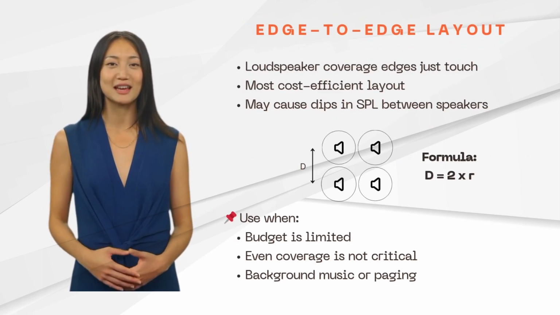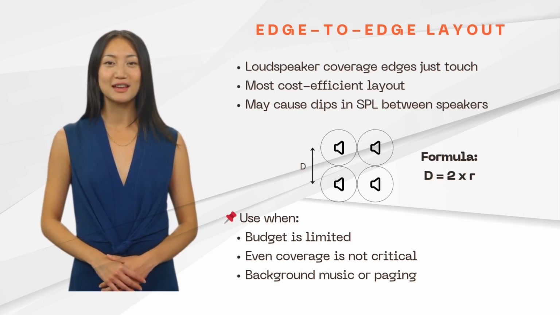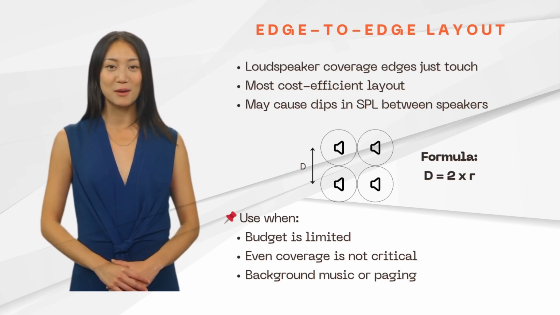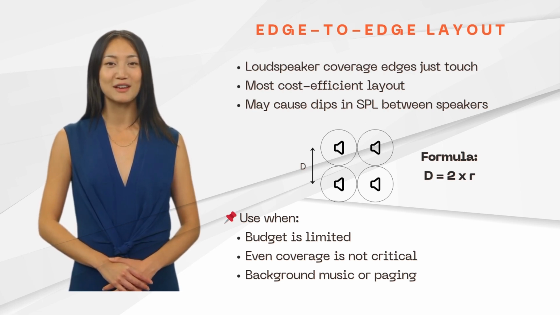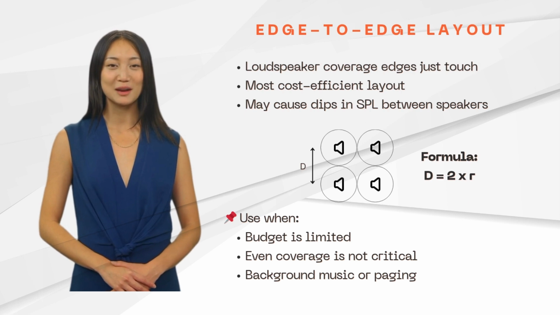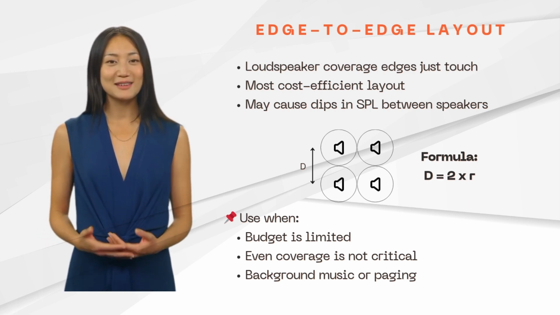Edge-to-edge layout means each loudspeaker's coverage just touches the next. It's the most budget-friendly option and works fine for paging or background music. But be aware, it can cause audible dips in level between speakers. Use this layout when uniformity isn't critical. The spacing is simple, 2 times the coverage radius.